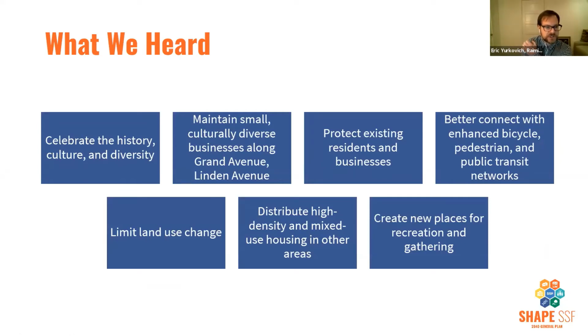We heard a lot of things, but this is just a distillation of some of them. We heard about celebrating the history, culture, arts and diversity of the downtown. Desire to really maintain small, culturally diverse businesses along Grand Avenue and Linden Avenue. We heard about protecting existing residents and businesses. We also heard a lot about improving bicycle, pedestrian, and public transportation networks, both within the downtown and to the downtown area. We heard a lot about limiting land use change within the area. Particularly, there's been a lot of development within the downtown over the last handful of years, and there's concern about gentrification and displacement. And then there's a desire to distribute some of that other high density housing and mixed use in other parts of the city. And there was a very strong desire to create new places for recreation and gathering in the downtown. As many of you know, this is probably one of the more underserved neighborhoods from a parks perspective.